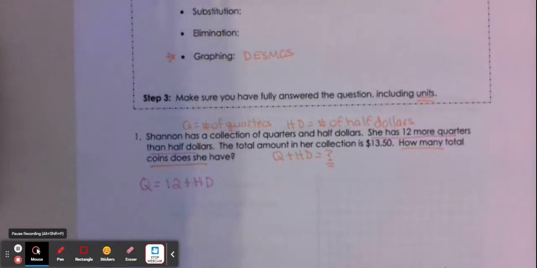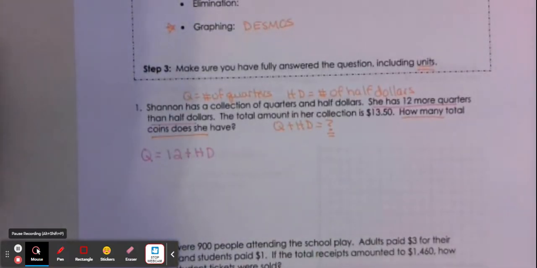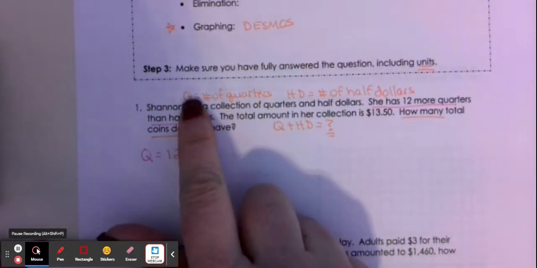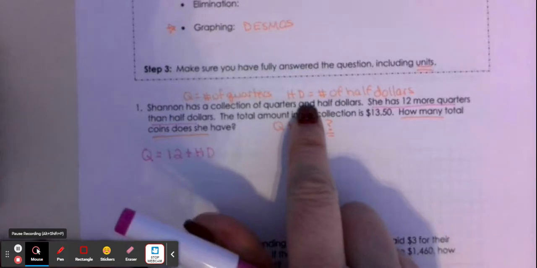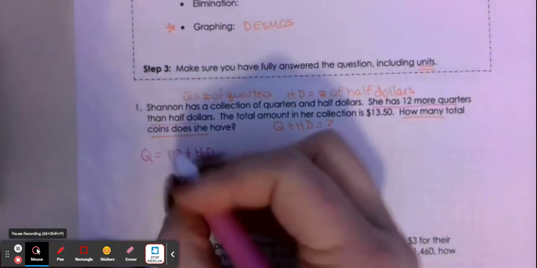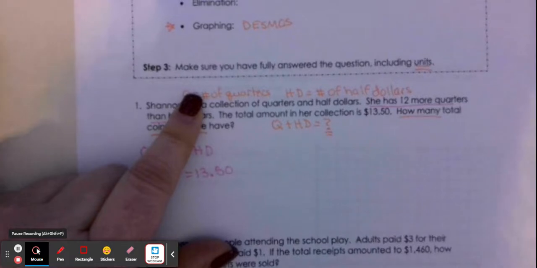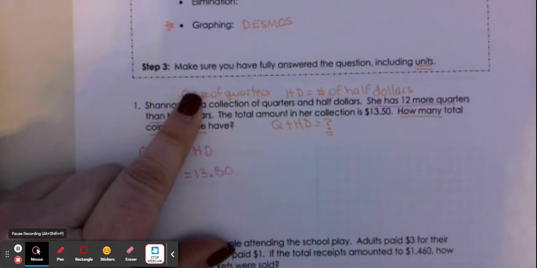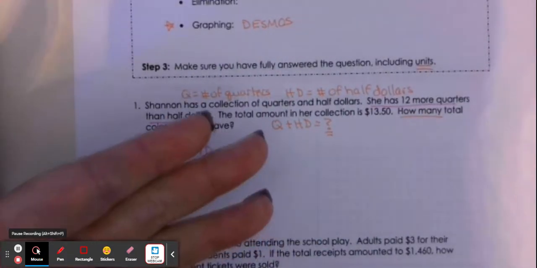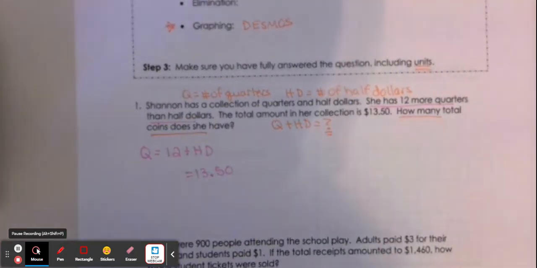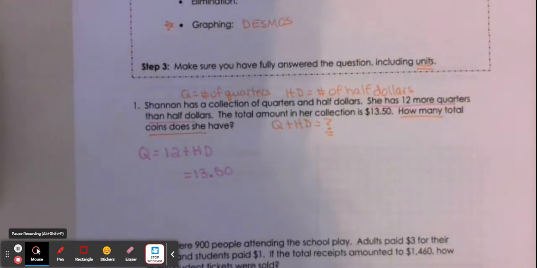The next one is a little trickier, and you've got to kind of think about how I can use my variables to figure it out. I know that if I add her quarters and her half dollars together, I will come up with $13.50. I know that that total will be. So let's say she had 5 quarters. How would I find out the value of 5 quarters? Well, I would take 5 times the value of each quarter, 5 times 0.25, and therefore I would know that value, and that's $1.25.